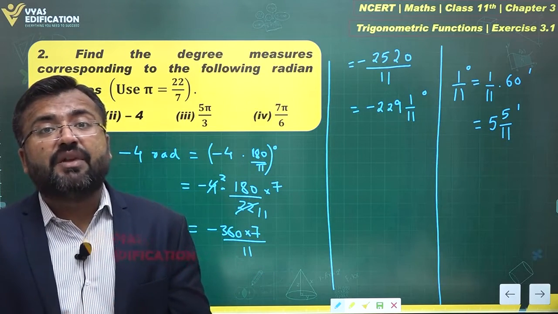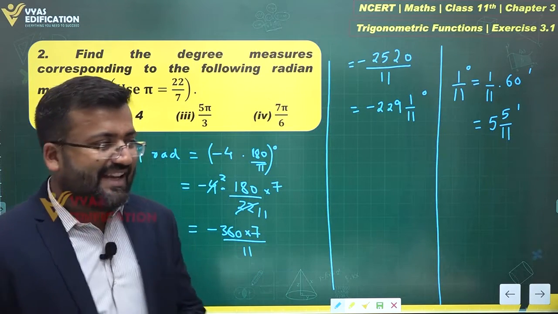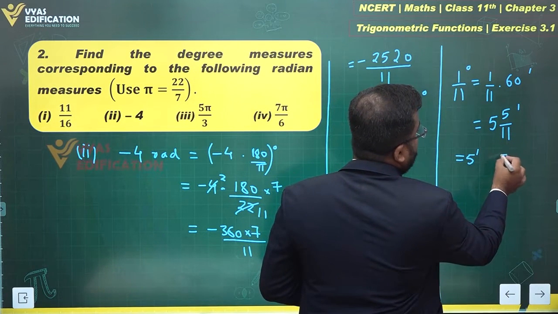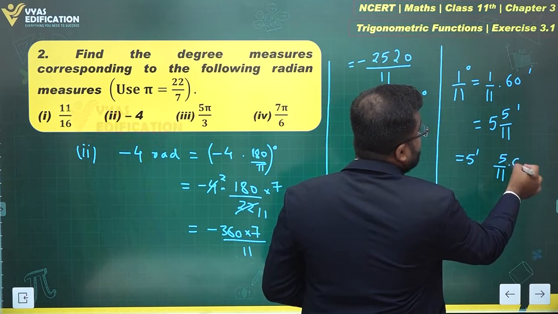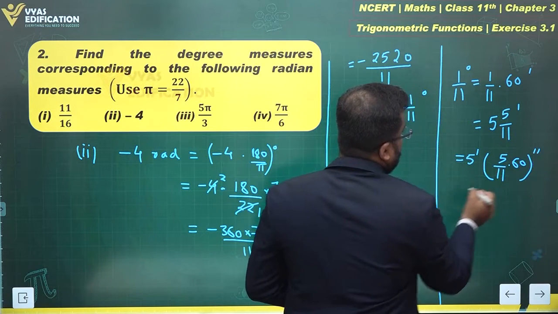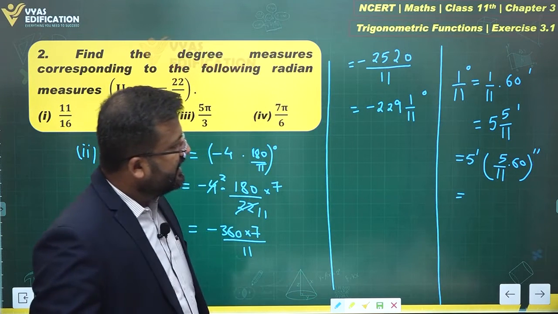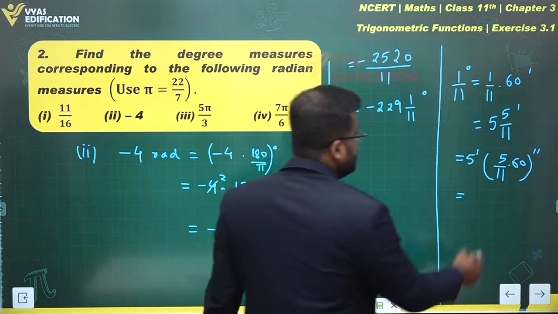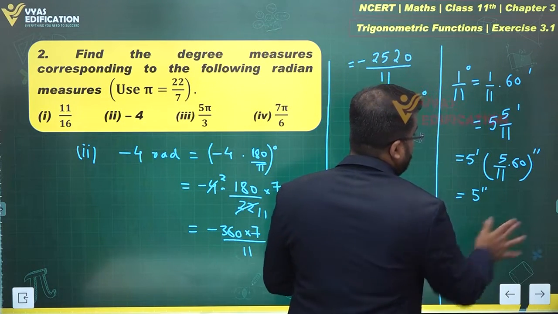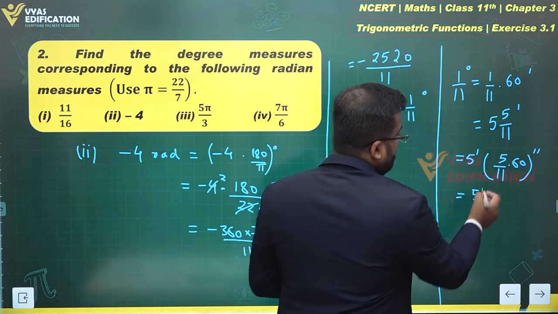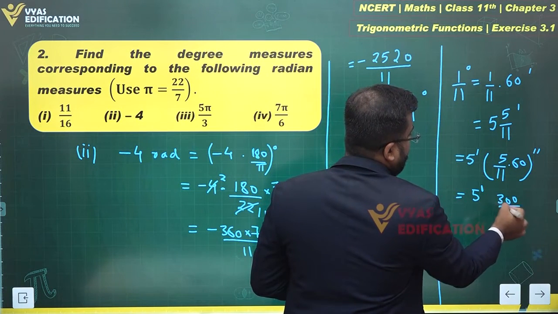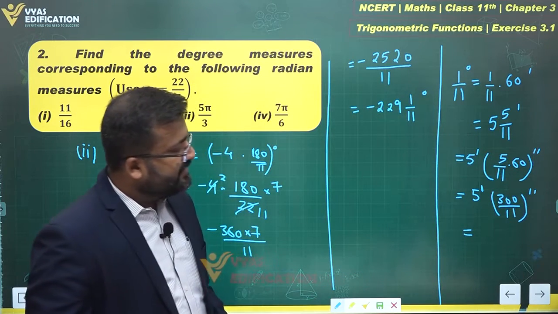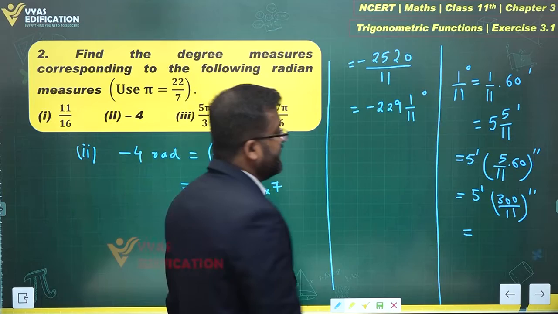Further, 5 by 11 minutes can be converted in terms of seconds, right? Let's do that. This is 5 minutes and 5 by 11 times 60 seconds. Now what is that equal to? 60 times 5 is 300, so 300 by 11 seconds. Let's try to simplify that further. 300 upon 11, what is that equal to?